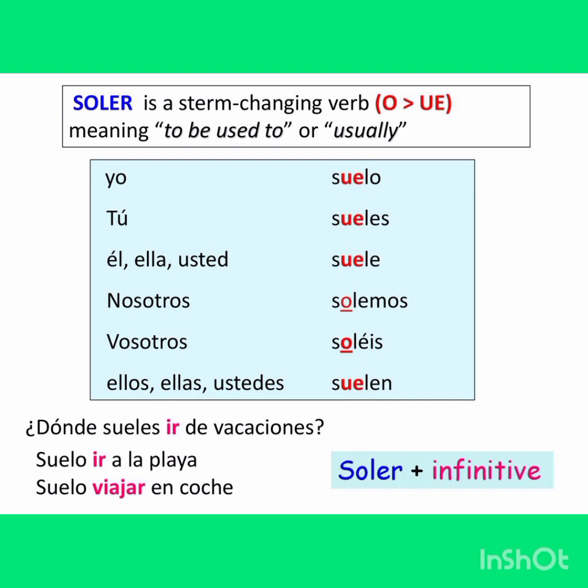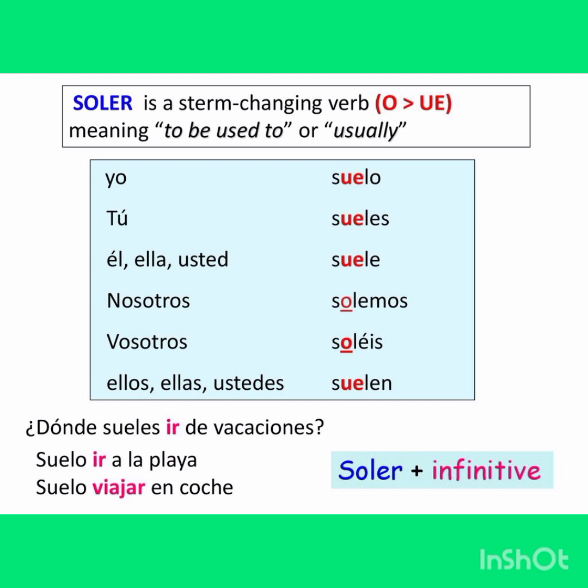It means to be used to or usually. Let's look at the present tense conjugation of soler. Yo suelo. Do you notice the change within the stem in red? Tú sueles. Él, ella, usted suele. Nosotros solemos. Vosotros soléis. Ellos, ellas, ustedes suelen.